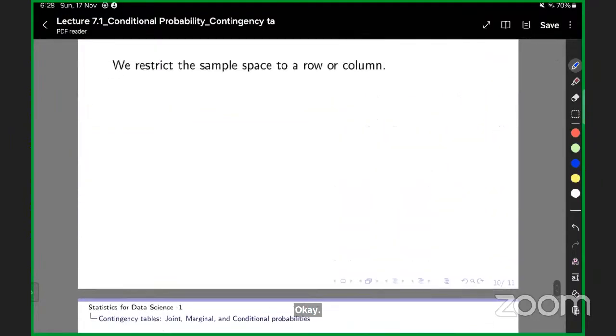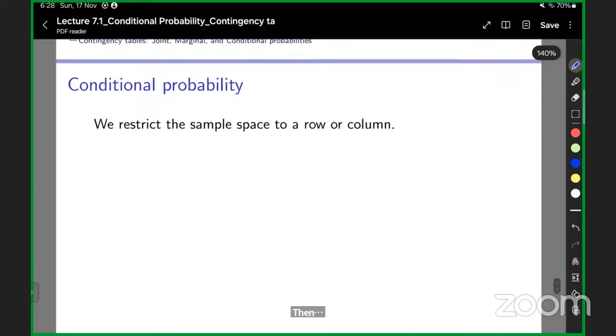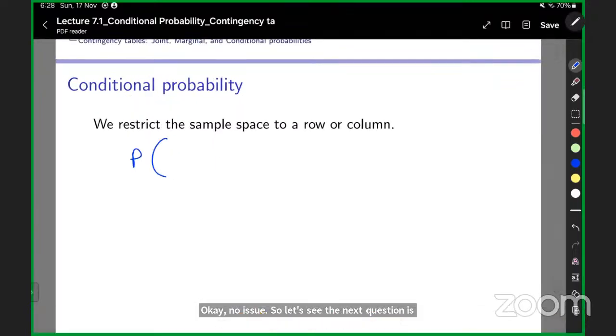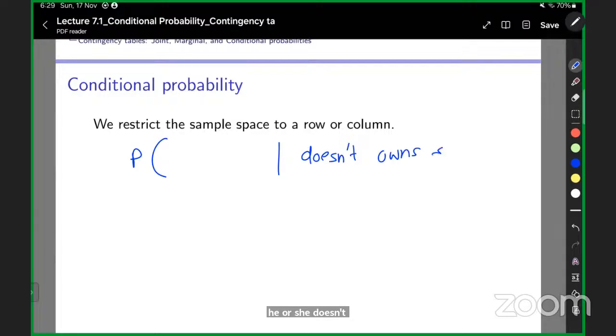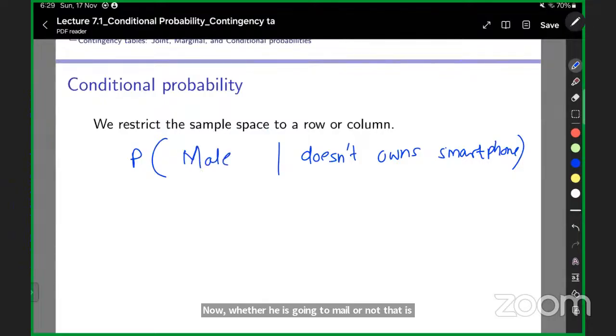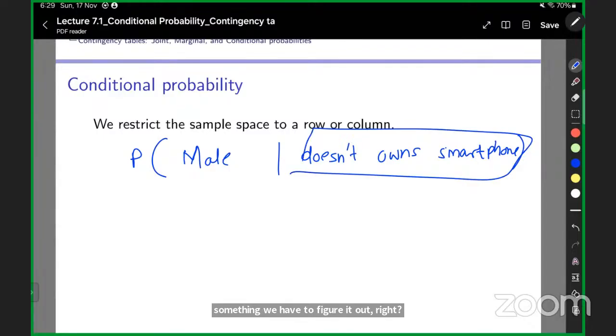Okay, no issues. So let's see. The next question was, what is the probability that somebody, given that he or she doesn't own a smartphone, is male? This is given to us. Whether he is male or not, that is something we have to figure out. Given that somebody doesn't own a smartphone, is he going to be a male? That we want to figure out.